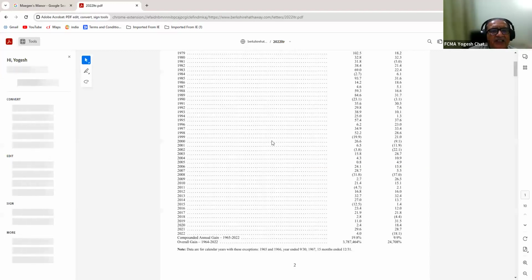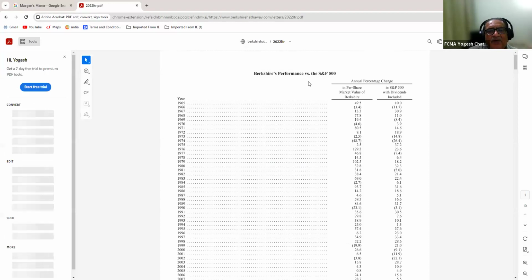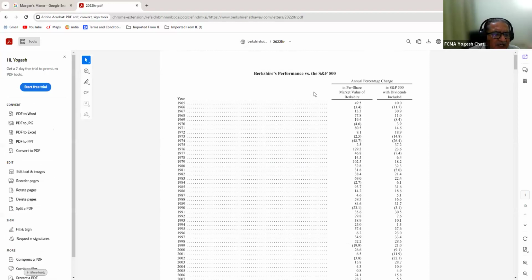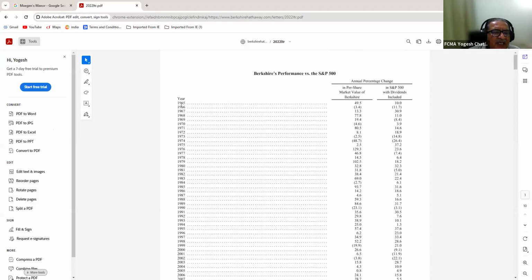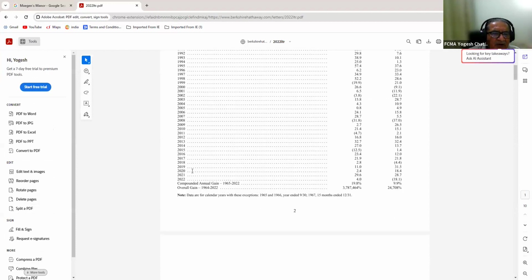And as you can see, this is a performance versus S&P 500. That is the index in USA. So as you can see, this company has achieved from 1965 till 2022 a compounded growth rate of 19.8%. So you will appreciate, to achieve a compounded annual growth rate of 19.8% between a period of 1965 to 2022, that is marvelous. We cannot expect more than that.